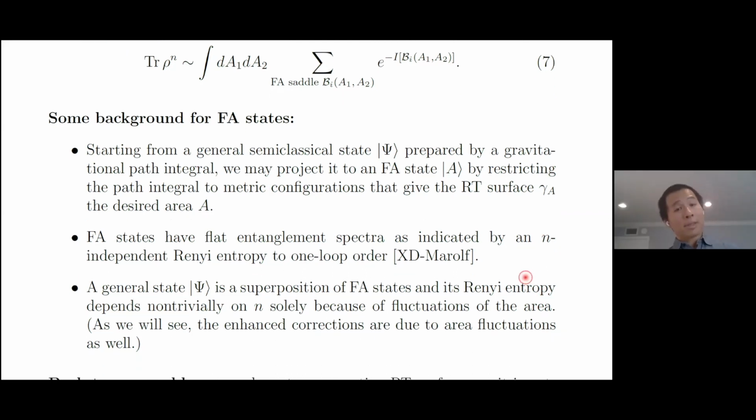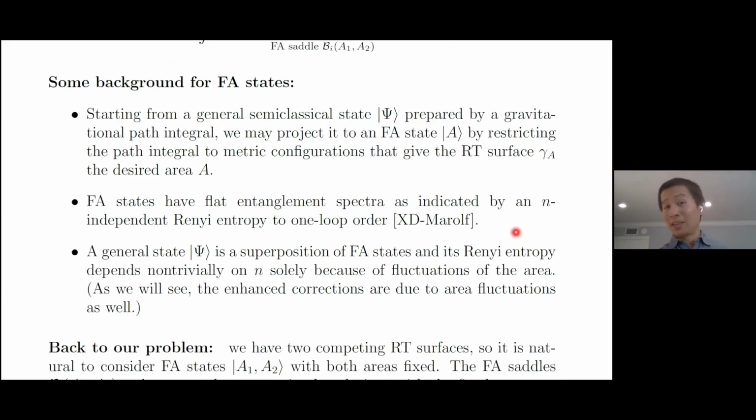So the nice thing about these fixed area states is that they have a flat entanglement spectrum, because if you compute their Renyi entropies, the Renyi entropy is n independent up to and including the one loop order, so all the way to G to the 0th power. And roughly speaking, this is because you have fixed the areas, you have fixed the entropy, even the Renyi entropy.